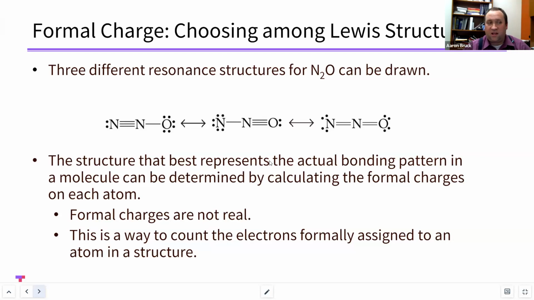Now, a couple of things to understand. First of all, these formal charges, they're not real things. They don't actually exist. They're not like oxidation numbers where we look at them and go, okay, well, that tells us what that substance is and how many electrons to expect around it, how it behaves. Formal charges don't do that. They're just a way to help us try to figure out what is the best way to draw a particular molecule.